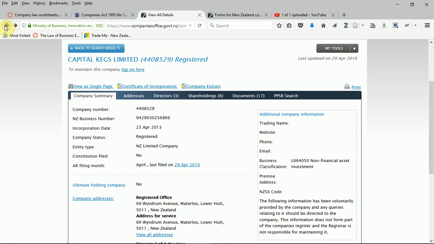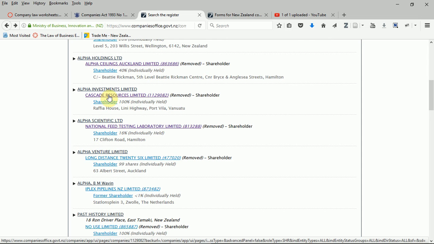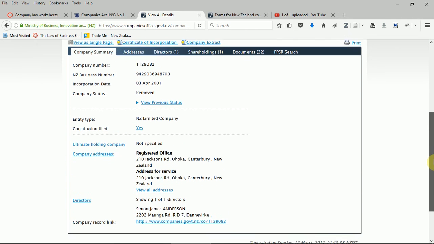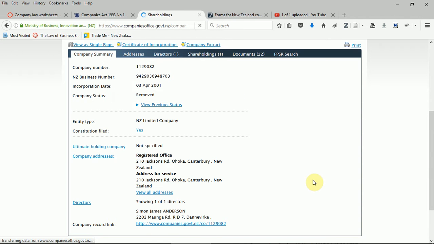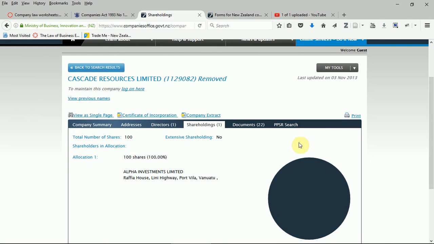Now, if we go back to our list, it gives the percentage held. If we go down a little bit and find one that's 100%, here we have Cascade Resources. So Alpha Investments owns 100% of Cascade Resources. And that's very clear when you go through and look at the shareholding. So we have one director, Simon Anderson, and we have a shareholding entirely owned by Cascade Resources. Since Cascade Resources is 100% owner of the New Zealand company, it's considered to be the holding company, and the New Zealand company would be considered to be its subsidiary. Notice that the offshore ownership is in Vanuatu. You always want to check these things, see where the shareholding's owned, see where the directors live. That can be useful.